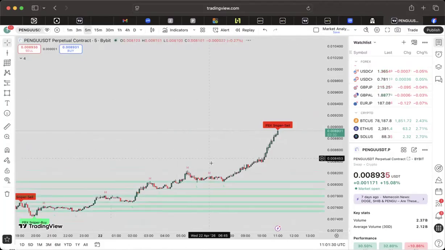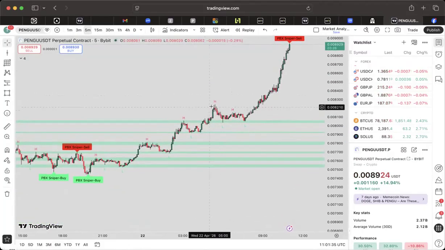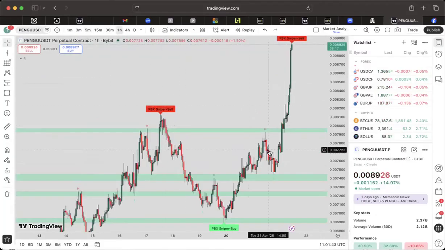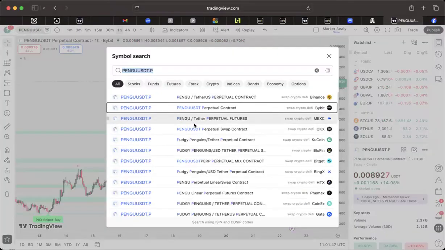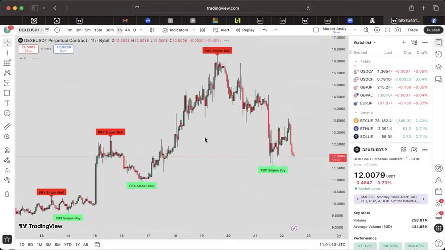So let's look at it on 5 minutes. So Pengu has traveled so far. Look at the pullback here. Look at the entry. So you can't just jump into Pengu now. So let's check DEXE. This is how you sort for coins to trade. If it's here, DEXE, it's there on Binance, on Bybit, and all of that. Let's look at DEXE. Good.